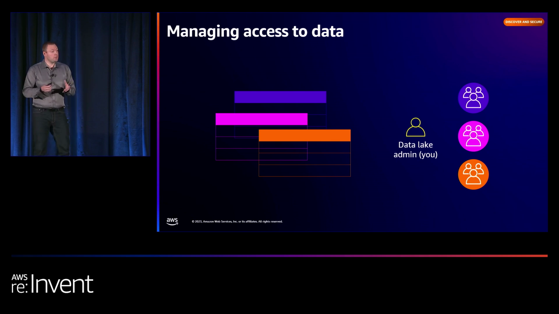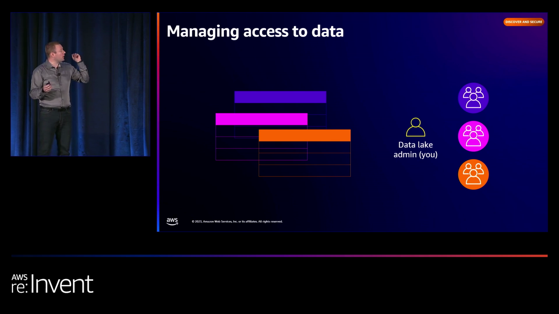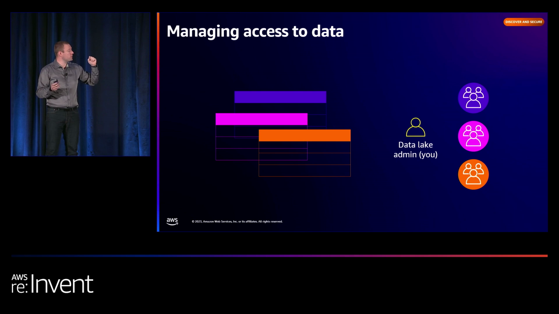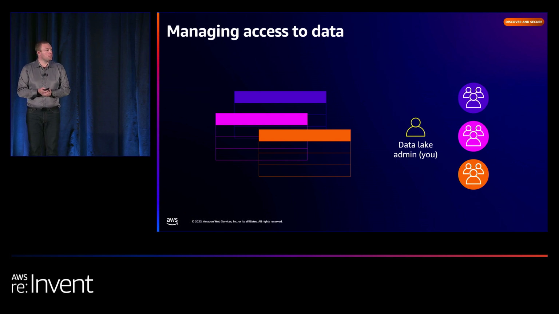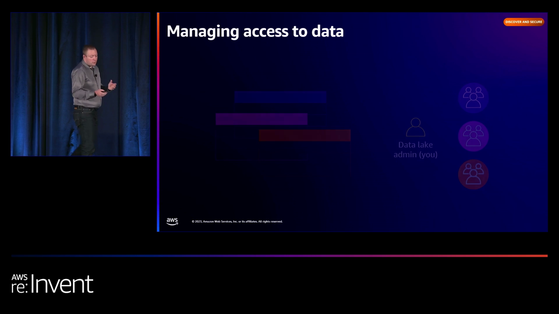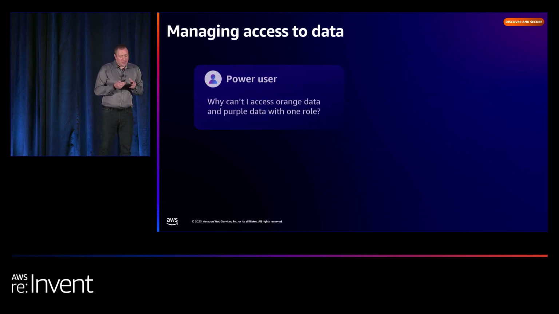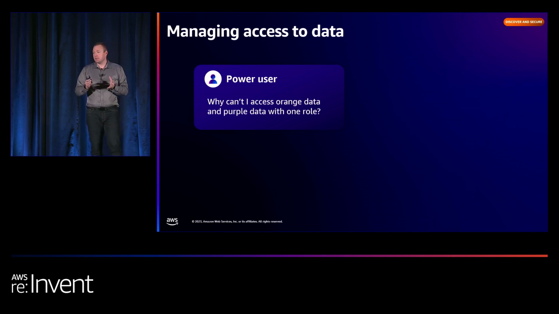And for all of them, you create roles. So the purple group gets access to the purple IAM role to access the purple tables, the same for the pink and orange ones. And that all sounds really good. I mean, that's what you would do today, right? And then questions start to come. Questions from power users like, I need to have access to both the orange and the purple data. Why can't I do that with one single IAM role? Why do I need to switch back and forth all the time?